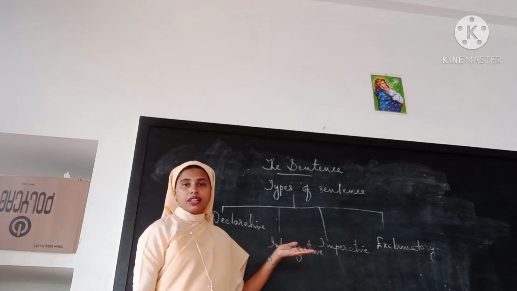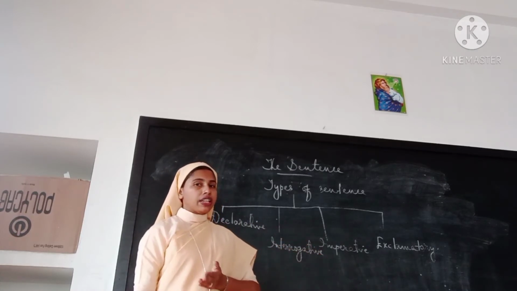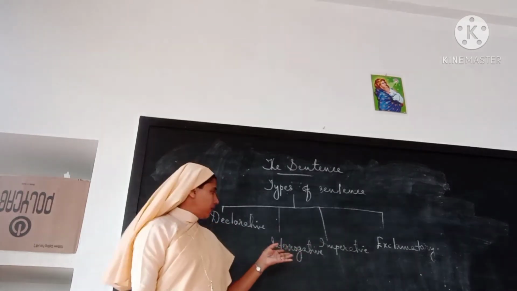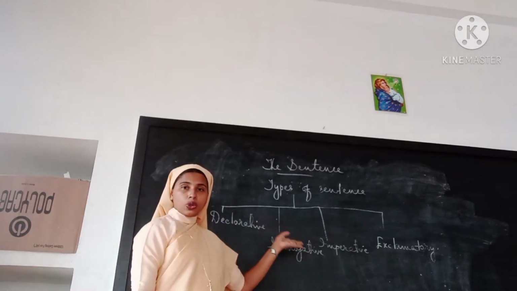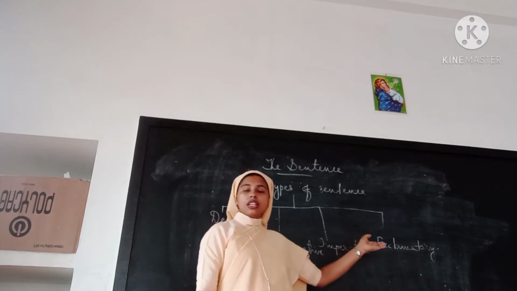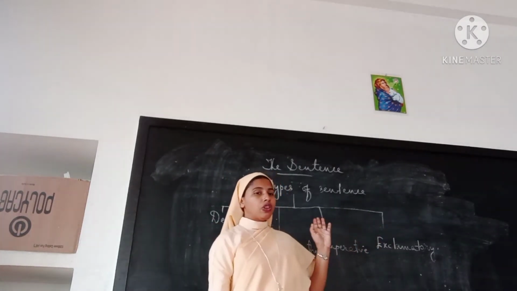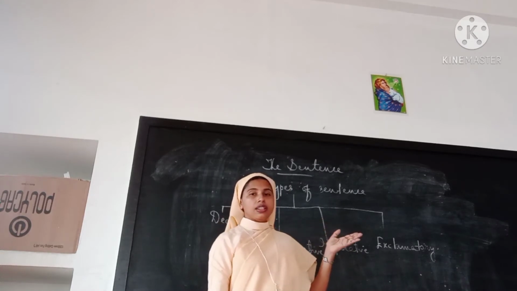First one is declarative, or as we have studied, that is called assertive sentence. Second one is interrogative sentence. Third one is imperative, and last one is exclamatory. You know what each type of sentence is.